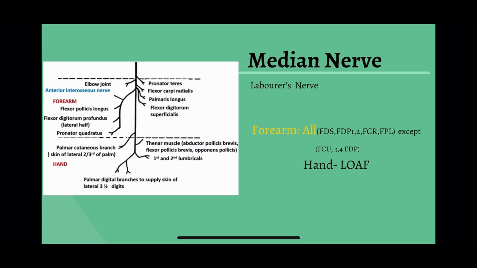So coming to the median, it is called the labourer's nerve because it supplies the muscles of the forearm, and forearm muscles are used for coarse movements. Remember, median nerve mainly supplies the forearm, doesn't mean that the ulnar will not supply the forearm, and ulnar nerve will supply the hand muscles, doesn't mean that the median nerve will not supply the hand muscles. Another fact to remember, median nerve supplies the lateral part of the forearm or hand, and the ulnar supplies the medial side of the forearm or hand.